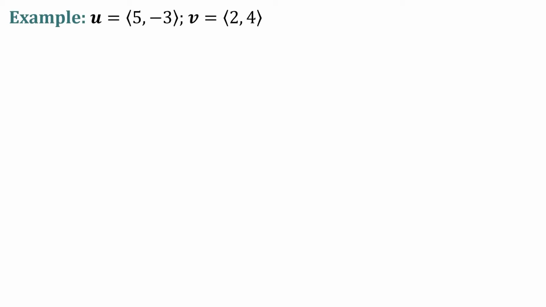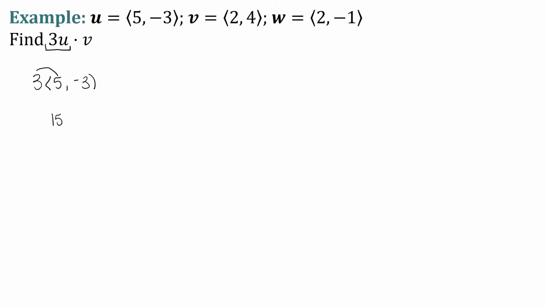All right, let's look at another example. We still have the same vectors, u, v, and w. This time we're going to say 3u dot v. So the first thing we need to do, following order of operations, is multiply u by 3. So 3 times 5, negative 3. This 3 is a scalar, so 3 times 5 is 15.